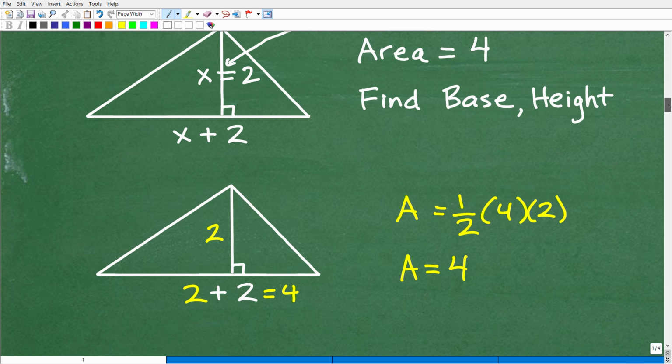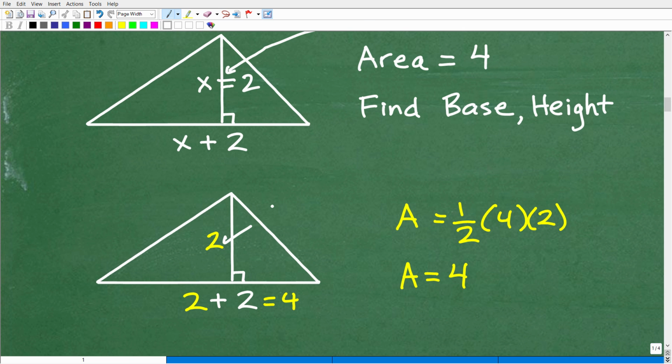So what about the base? Well, if the height is 2, then this would be 2. So 2 plus 2, okay? Remember, this is x plus 2. X is 2, so 2 plus 2 is 4. So it looks like the height is 2 and the base is 4.